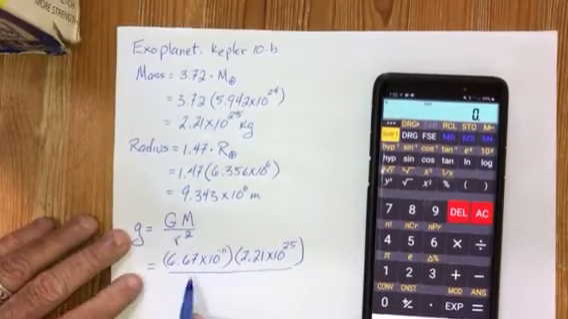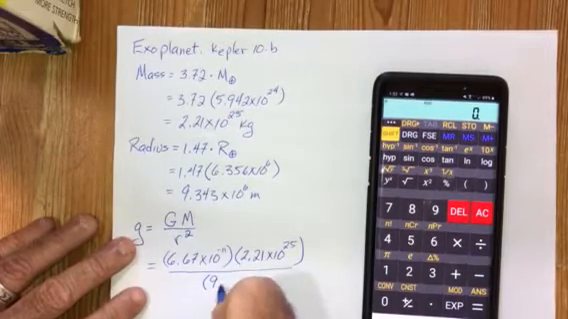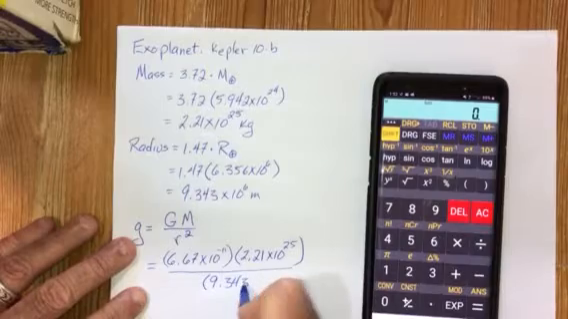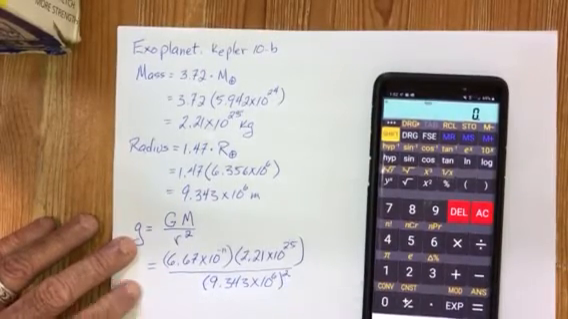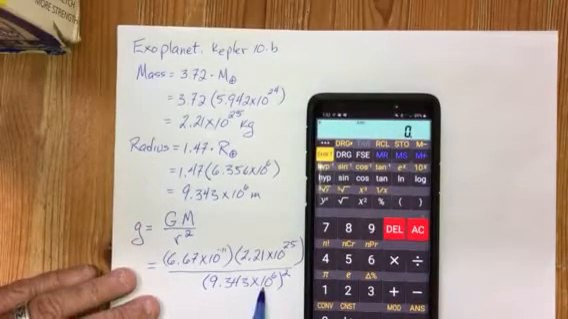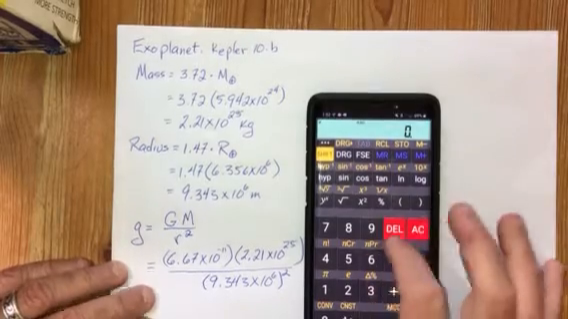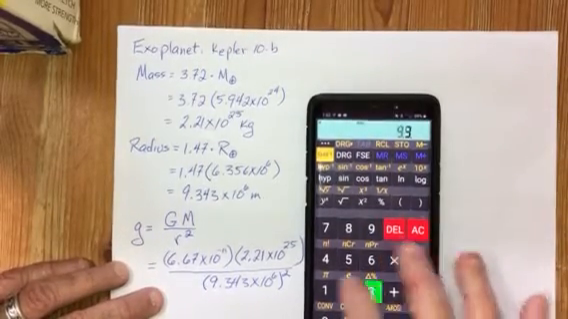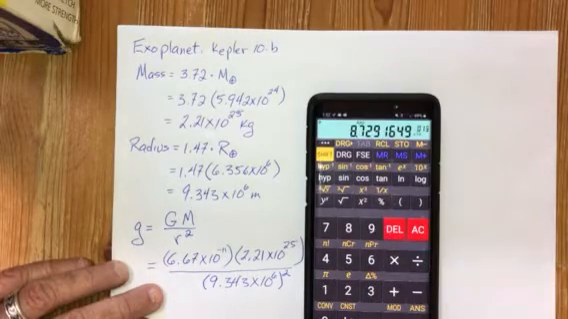And then we're going to divide that by the square of the radius. And that was 9.343 times 10 to the 6th power squared. So on our calculator, the first thing I would like to do is square the radius of the exoplanet. So we have 9.343 exponent 6, and we're going to square that.